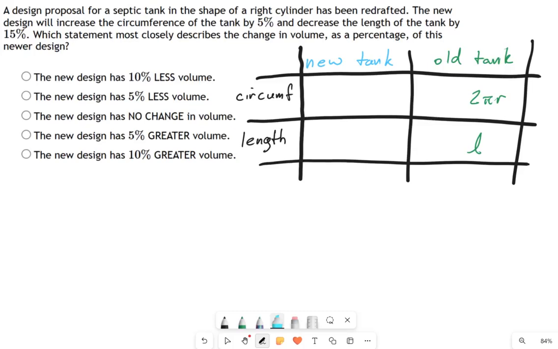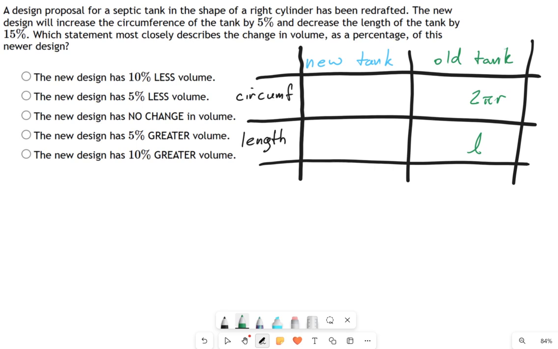I have a design for an old tank, and we're redesigning it now to make a new tank. And the new tank is different in its dimensions in a certain way. It's increased the circumference by 5%, and it decreased the length by 15%. So it's a little bit wider in the circle portion, and it's a little bit shorter in the length of the tank. And what I want to do is make this little table here where I write down the things I know.